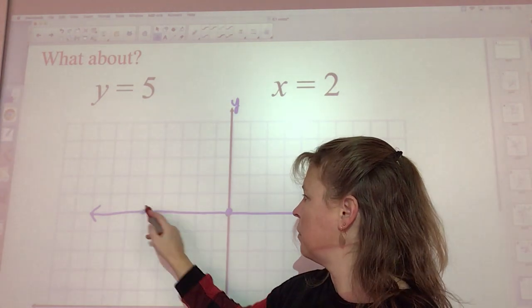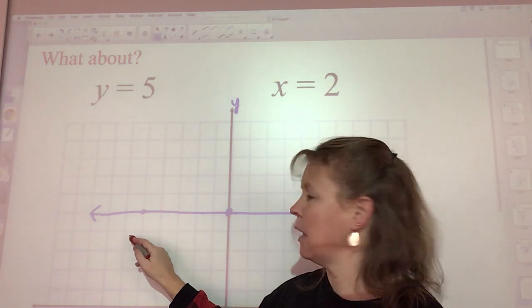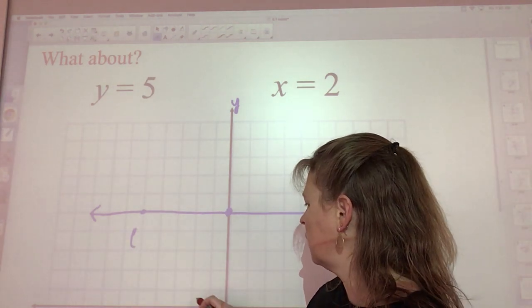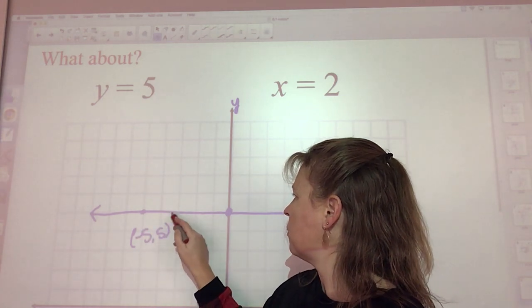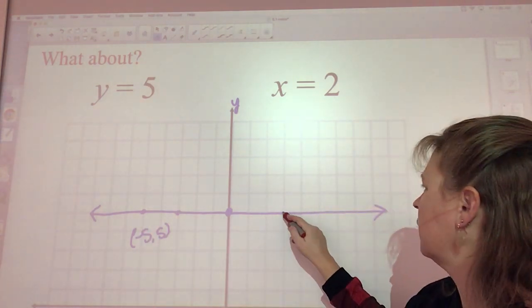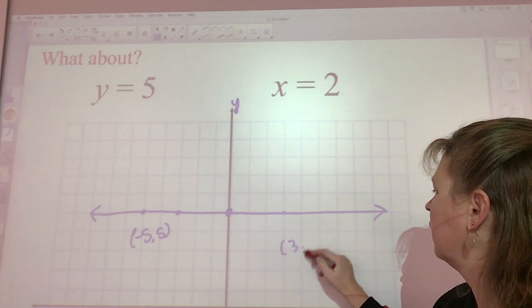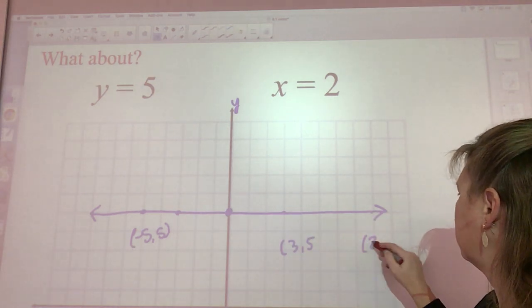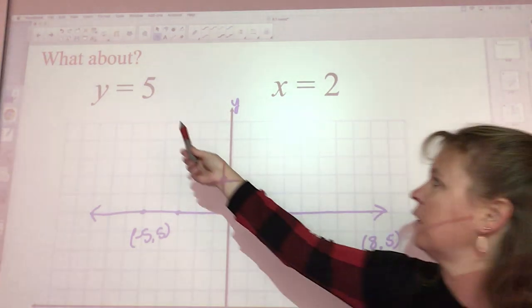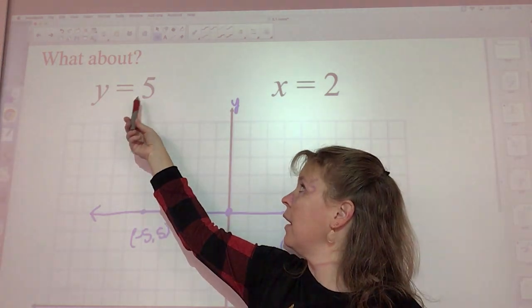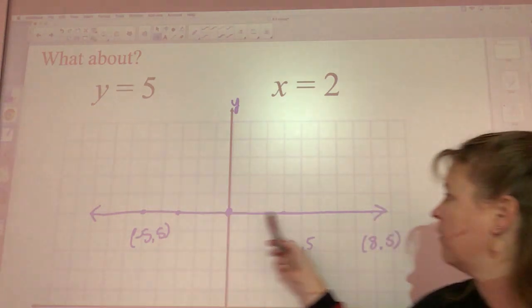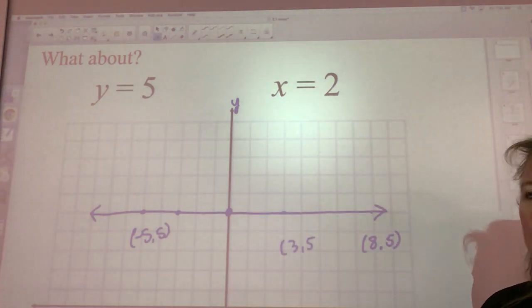So if I pick this point right here, you don't have to write this down, but this point is left 1, 2, 3, 4, 5, and up 5. This point is left 3, up 5. This point is right 3, up 5. This point is 8, 5. So instead of guessing your horizontal and vertical lines, know that if y equals 5, every single point on that whole line has to have a y of 5.